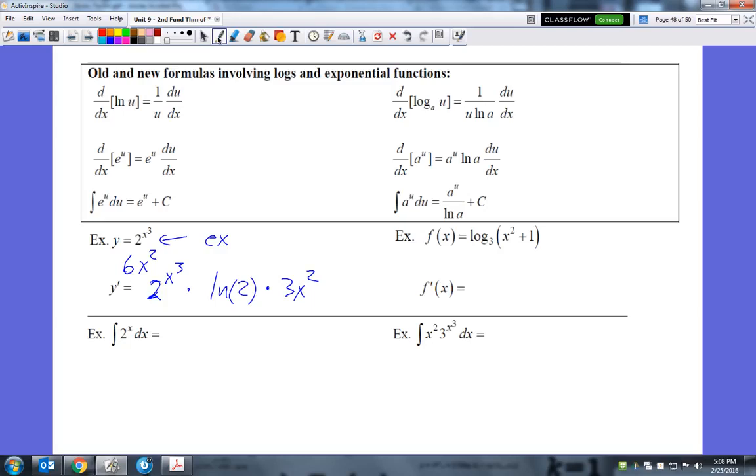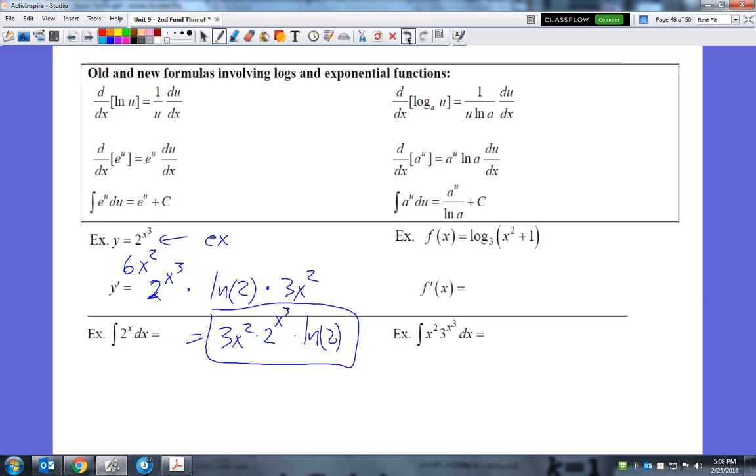And then if you wanted to simplify this out, you could. You could write it out as 3x squared times 2 to the power of x cubed times the natural log of 2. And this is the answer here.